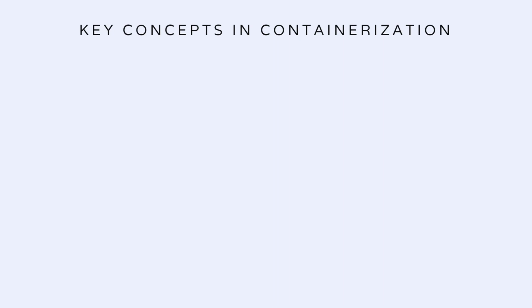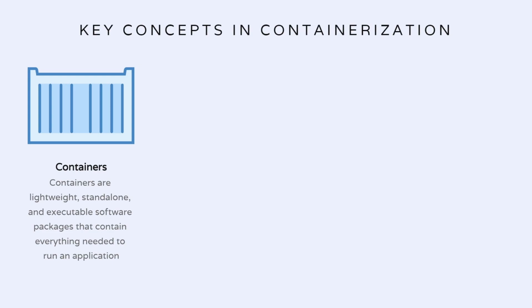Now let's see some key concepts in containerization. The first is containers. Containers are lightweight, standalone, and executable software packages that contain everything needed to run an application, including the code, runtime, system tools, and libraries. They are isolated from the host system and other containers, ensuring that changes made within a container do not affect the host or other containers.